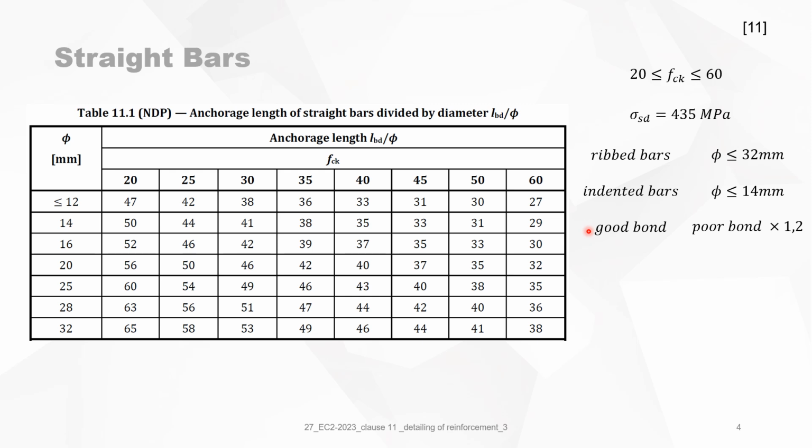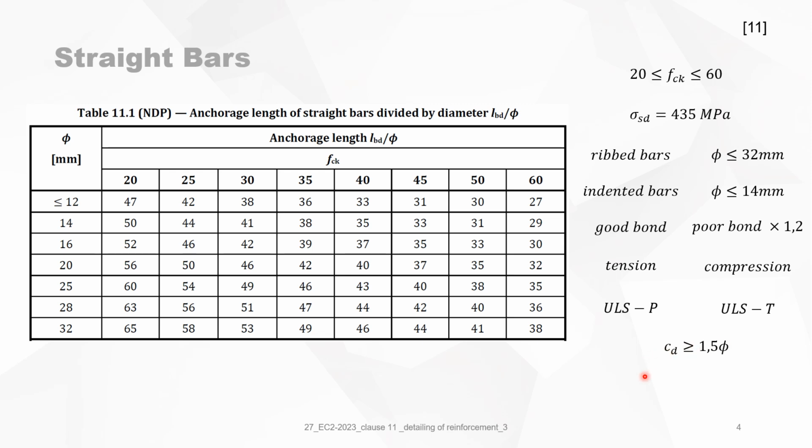When you have a poor bond situation, you just have to multiply all those numbers by 1.2, which is easy to apply. It's for tension. You can also use this table for compression, but then you have to subtract 10 from each value. So if you have, for instance, fck 30 and a diameter 20, in tension it will be 46 times the diameter. In compression, it will be 36 times the diameter. This is made for ultimate limit state, persistent and temporary.